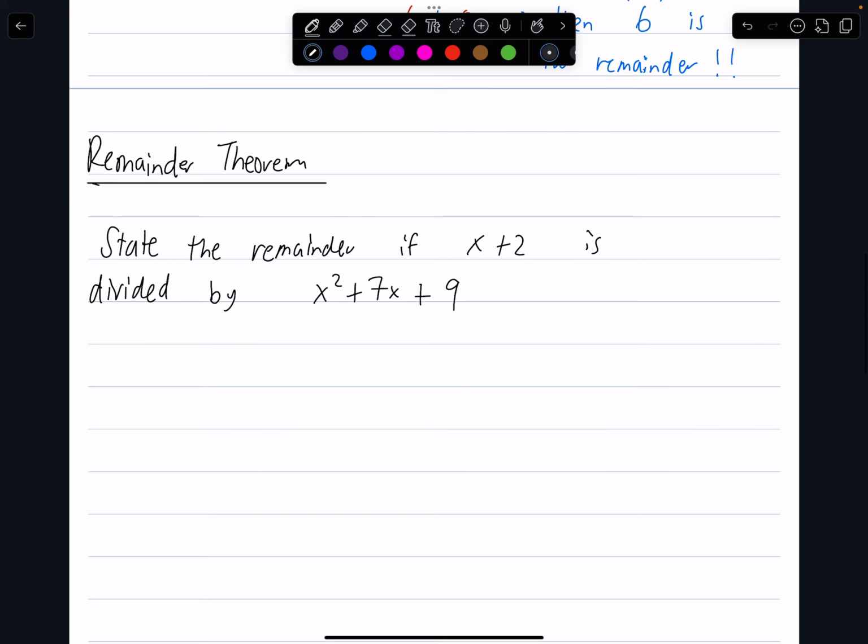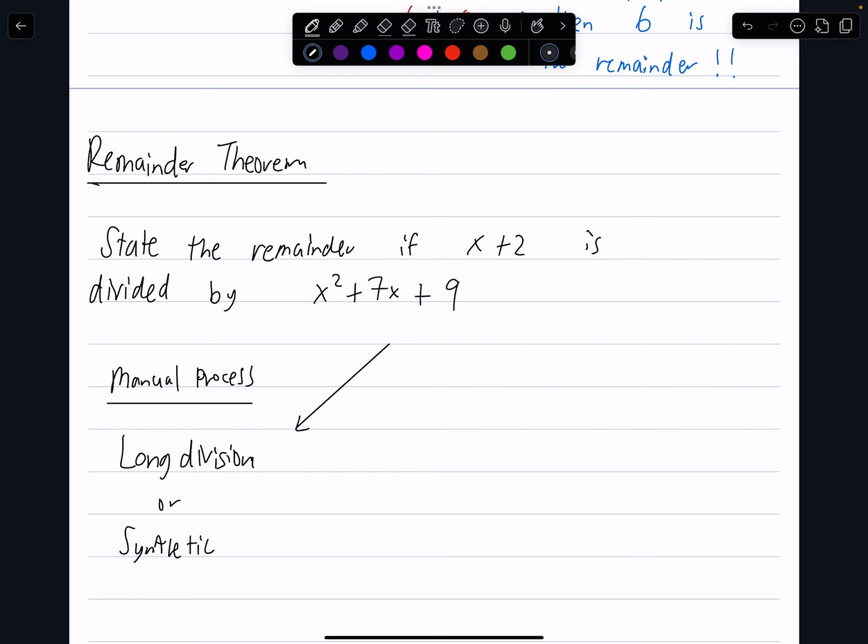So there's two ways we could do this. One way we can do it is long division. We can do long division with these two terms, the dividend and the divisor, or synthetic division. We can actually just do this manually. So this is like a manual process. Okay? So we can go that route.